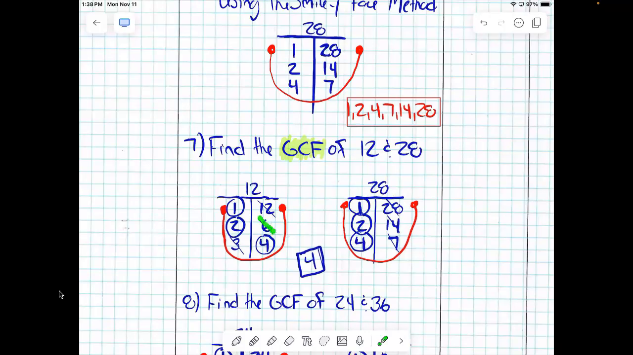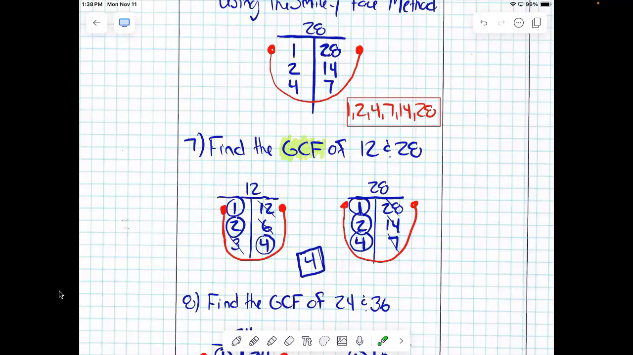Does 6? No, it only goes into 12. It does not go into 28. Does 12 go into 12 and 28? No. Cross it off. Now, we did have these numbers left. We just double checked to make sure 7, 14, and 28 don't work. 28 for sure can't go into 12 because it's bigger than 12, right?